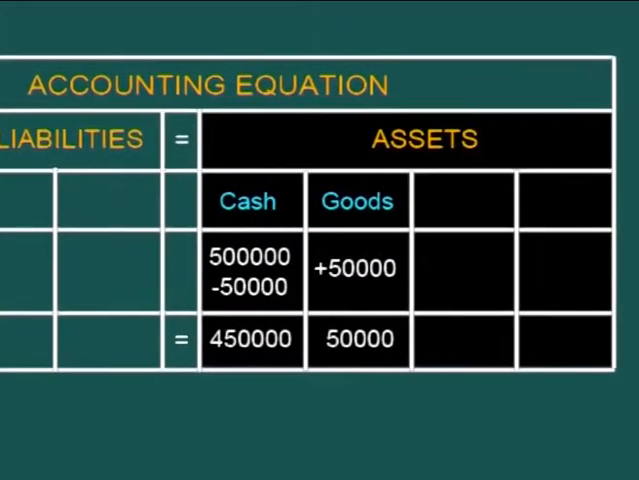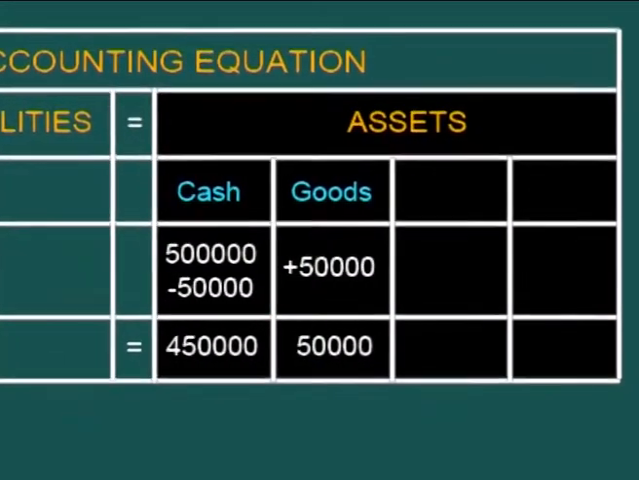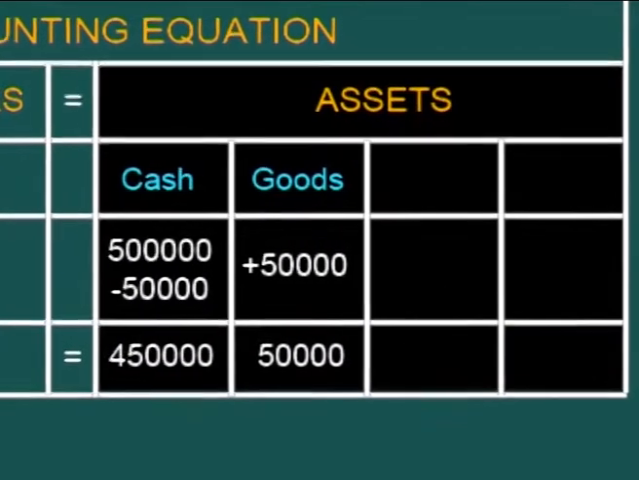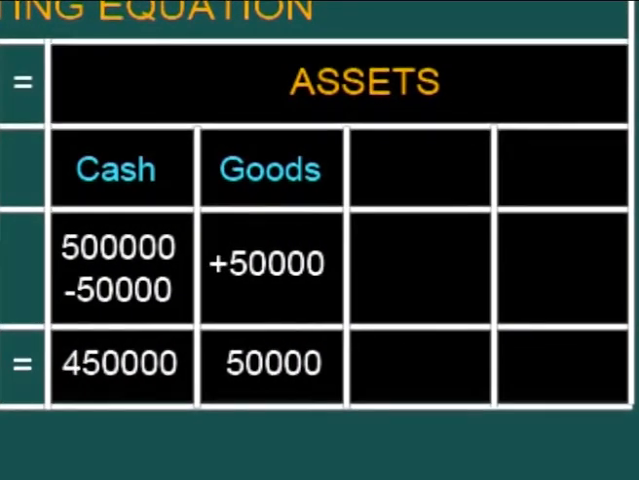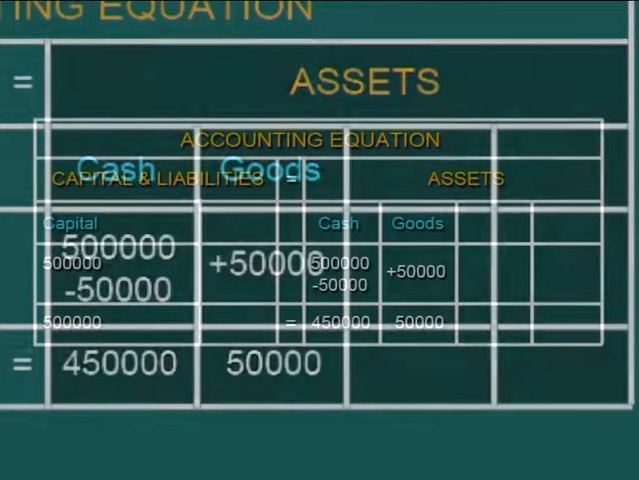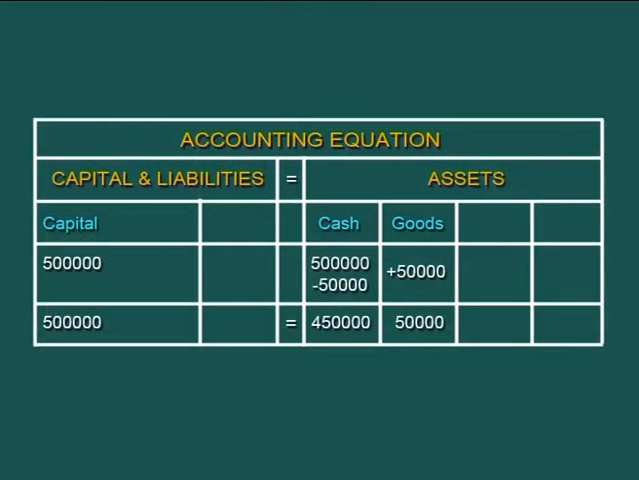So, the total of assets is still 5 lakh rupees, that is cash of 4,50,000 rupees and goods of 50,000 rupees, that makes 5 lakh rupees of total assets, while our capital is undisturbed by this transaction. So, that remains 5 lakh rupees. So, both sides are equal.